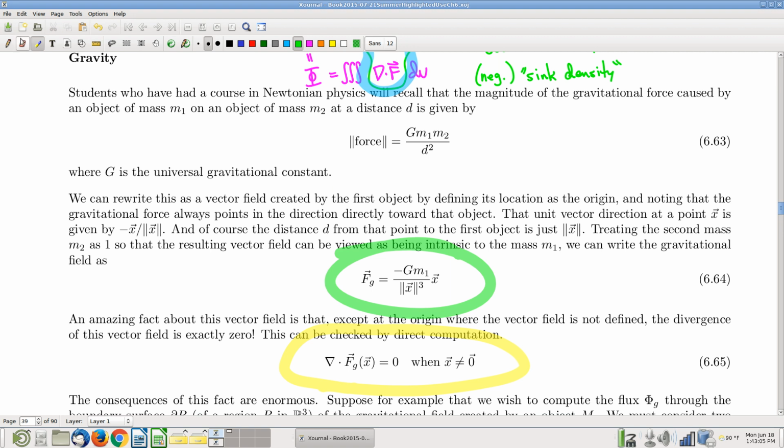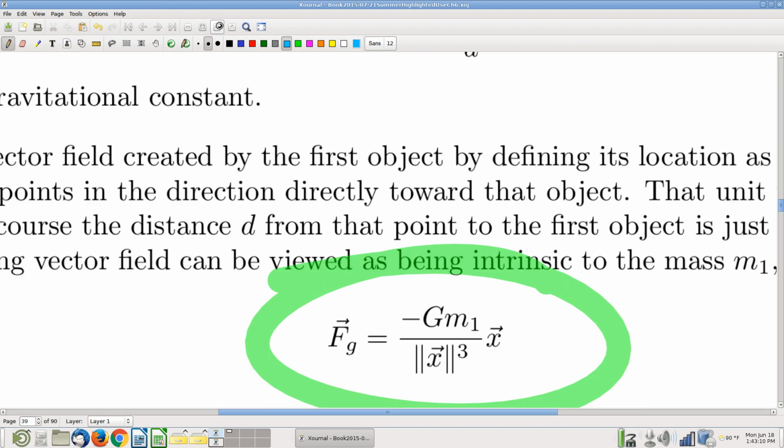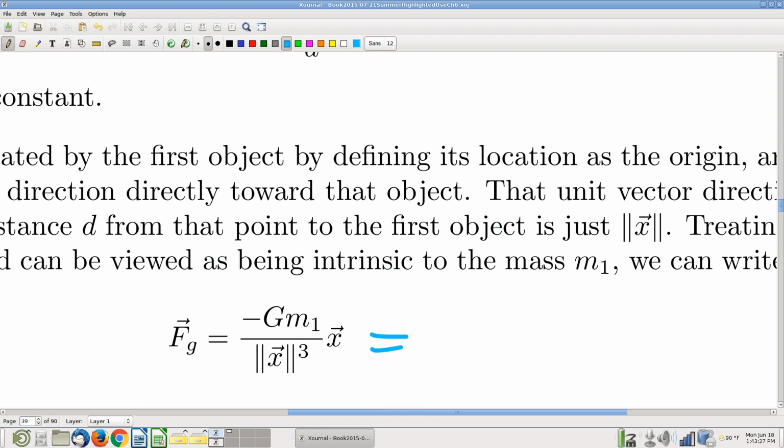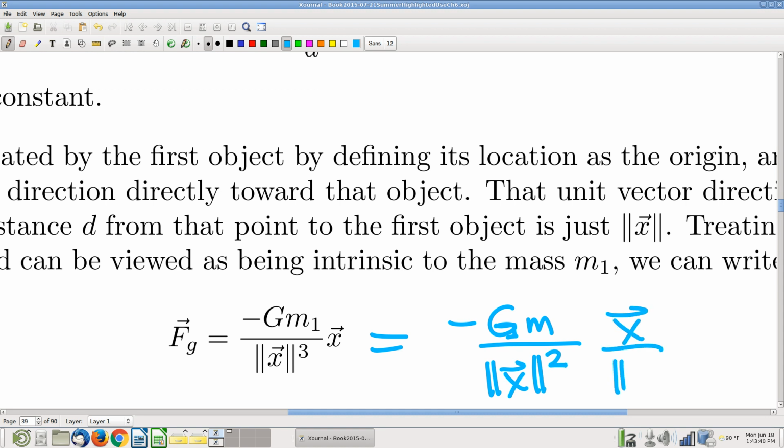So this looks kind of wrong because you see this cube down here and you think, wait a minute, I thought it was inverse square. Why is this inverse cube? But it's not. This is actually inverse square because what we have here, let me rewrite this a little bit. I would like to rewrite this as negative G M1 over magnitude of x squared times x over the magnitude of x.